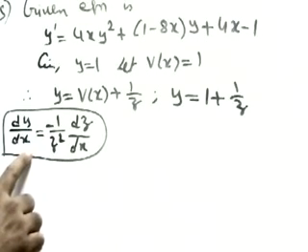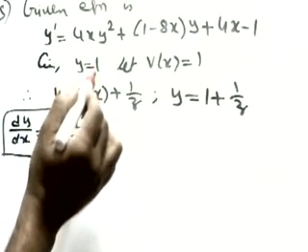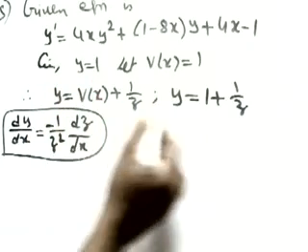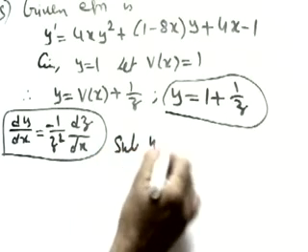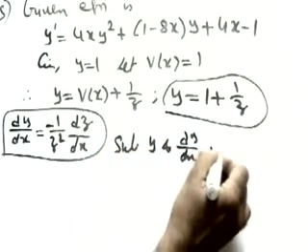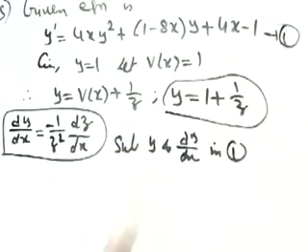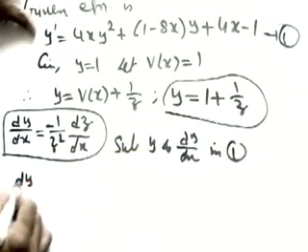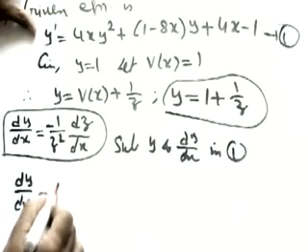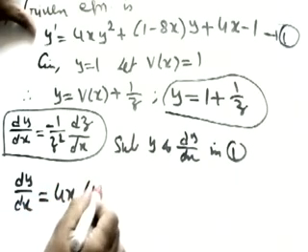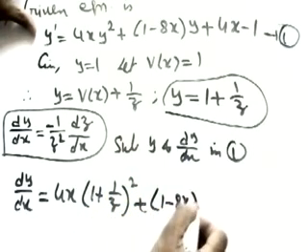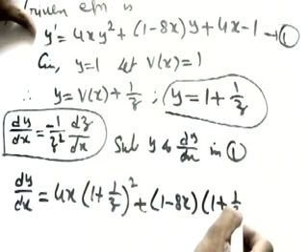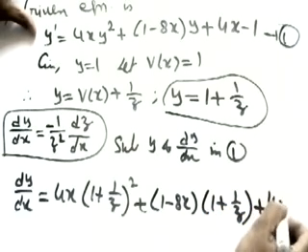Now let me change the equation. In place of dy by dx, let me write this, and in place of y, we write 1 plus 1 by z. Substituting y and dy by dx in equation 1, this is 1. Okay. Now let me change this. y dash means dy by dx equals 4x into y square, where y is 1 plus 1 by z whole square, plus 1 minus 8x into y, where y is 1 plus 1 by z, now plus 4x minus 1.